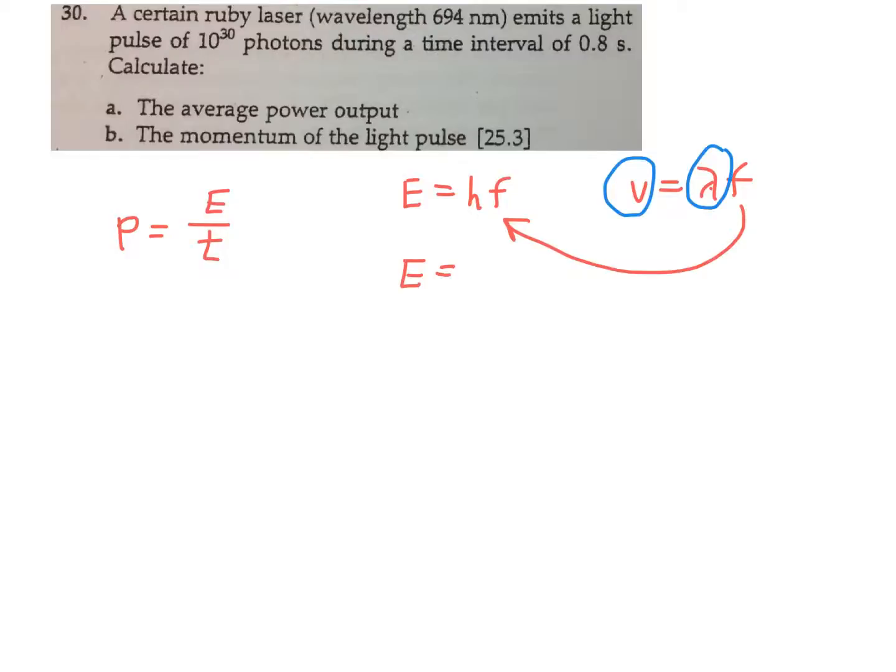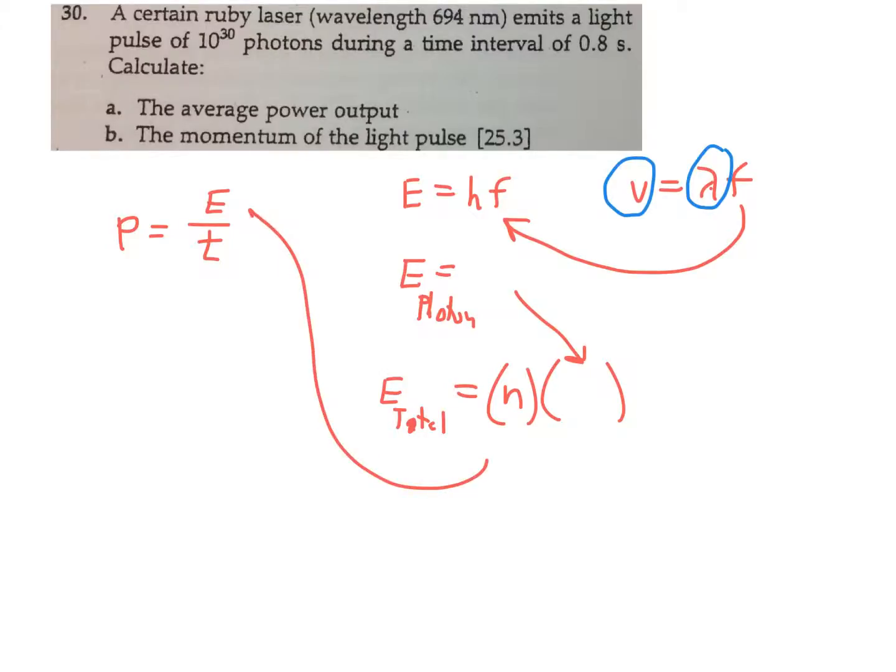But that's not your total energy, that's the energy of one photon. Well, bottom line here is that E is the energy of a photon. E total, the total energy here, I think you can probably see this, will be the number of photons. In this case, I'll just call it N, but N is 10 to the 30th. They give you that, 10 to the 30th, times that energy of one particular photon. That's a pretty easy calculation. That gives you the total energy. So you'll take that answer and plug it in here for your total energy over the total time of 0.8 seconds. That'll give you the power in watts. That's part A.